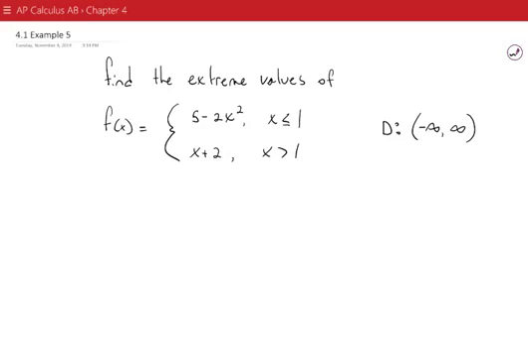So we weren't given a set interval to look in. So we're going to look in just the domain of the function. And because the domain of the function doesn't have an inclusive endpoint, all of our critical points are going to happen on the inside of the interval, and we'll be able to spot them using the first derivative test.